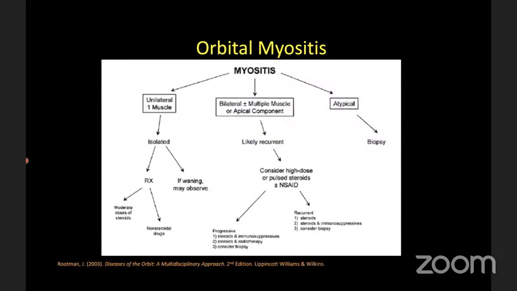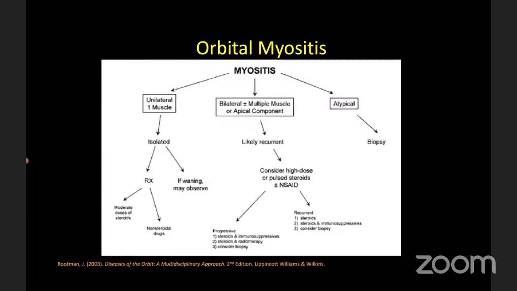So this is just an algorithm again, where we speak about unilateral involvement, where there's only one muscle involvement, whether it is isolated. So the treatment would be a non-steroidal drug based on symptoms or moderate doses of steroids. And if it is waning off, then you observe. But if it is waxing and waning, it obviously means that it is likely recurrent.